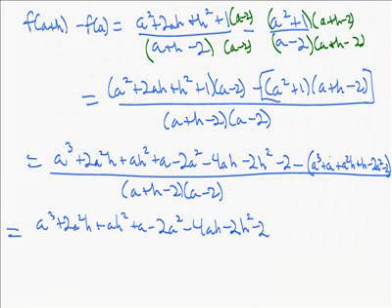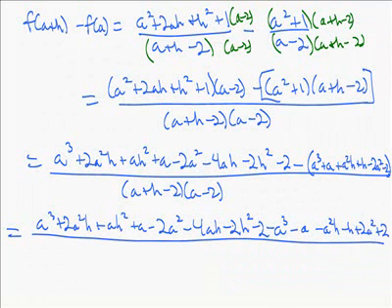squared minus 2. Distributing the negative now, we get a minus a cubed minus an a minus a squared h minus h plus 2a squared plus 2. All of that divided by a plus h minus 2 times a minus 2. Is everybody with me?